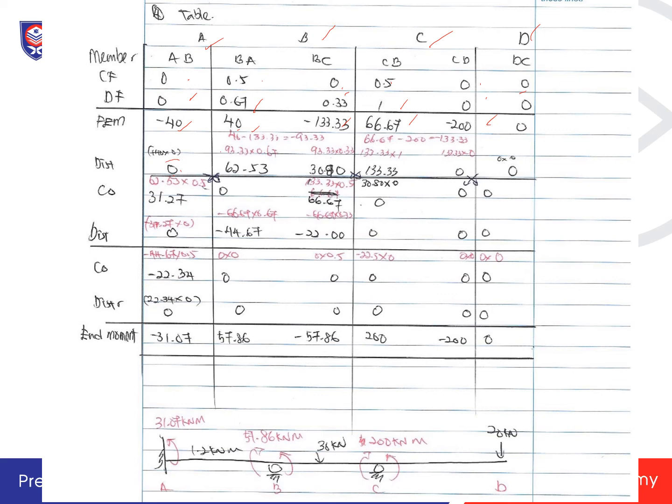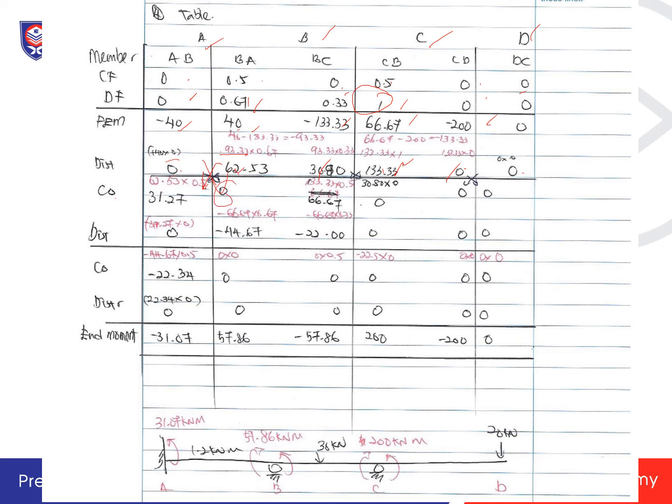So you need positive 93.33 times 0.67, you get this value. And then times 0.33, you get this value. So this one is the same. So this is directly moment distribution is 1. So you directly put here, and then here is 0, 0. And then carry over. From here you carry to here and here. So 0, you can straight away put 0.